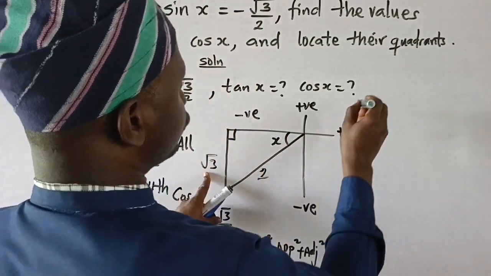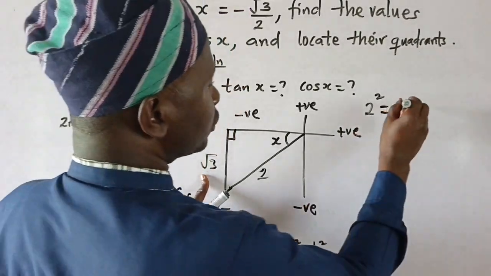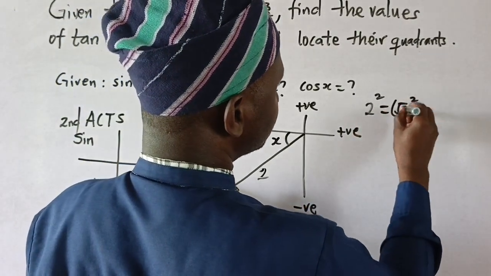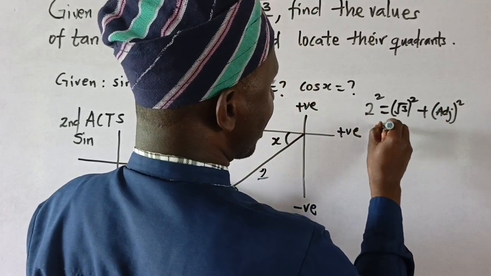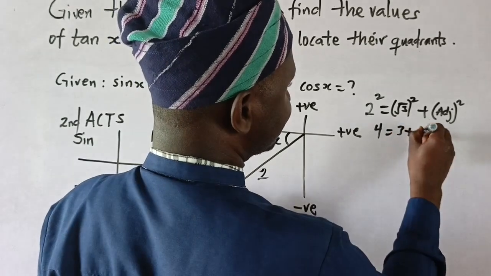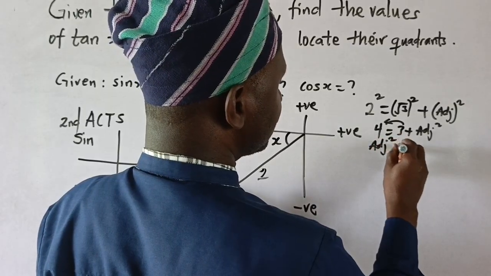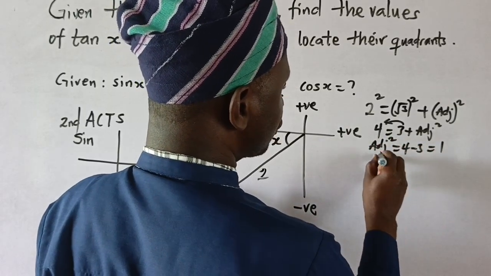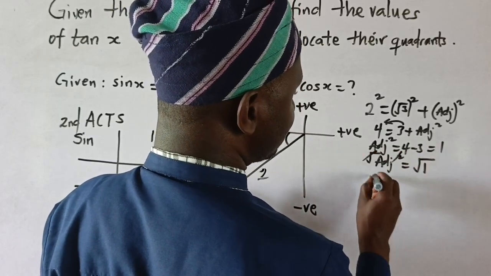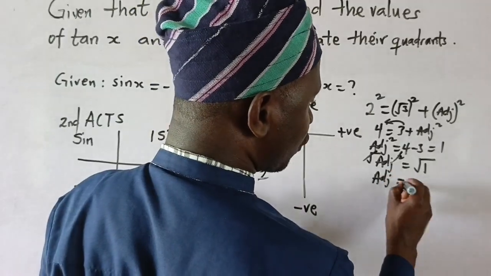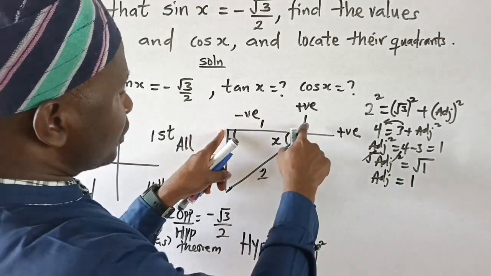So we have hypotenuse 2 raised to power 2, according to this theorem, equals opposite root 3 raised to power 2, plus adjacent square, which is what we want to determine now. 2 square is 4, root 3 square is 3, plus adjacent square. By collecting terms, 3 comes here, so adjacent square equals 4 minus 3, which equals 1. Taking the square root on both sides, adjacent equals root of 1, which is 1. So we determine this side to be 1.